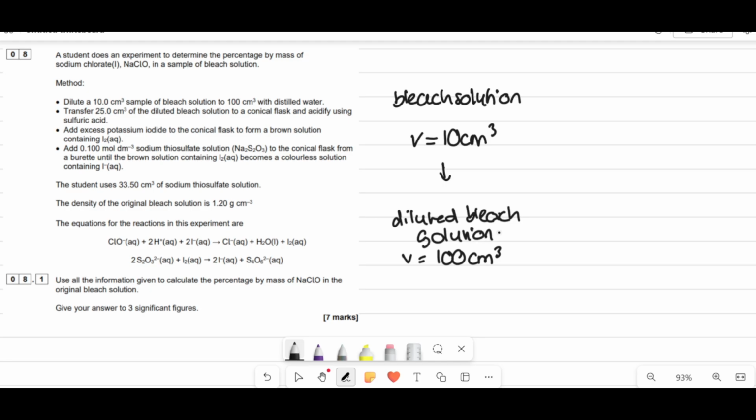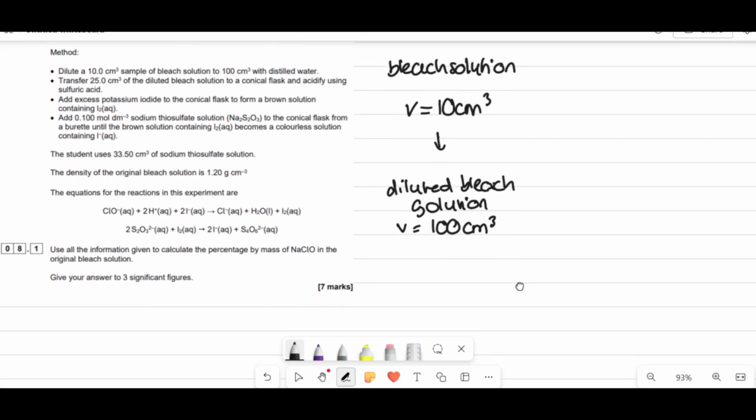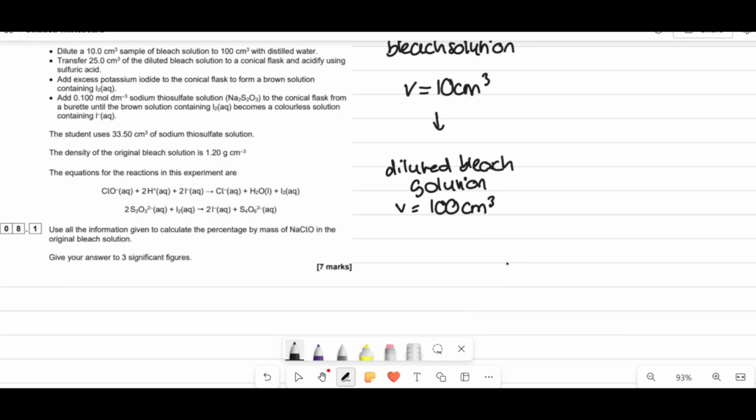Now, next step. Transfer 25 cm³ of diluted bleach solution to a conical flask and acidify with sulfuric acid. So I see another volume there. Who does that belong to? 25 cm³. What is it? It is diluted bleach solution. So diluted bleach solution. Right. They acidify it with sulfuric acid. That doesn't tell me anything useful or anything I care about here so far. It might do, but I don't know now.